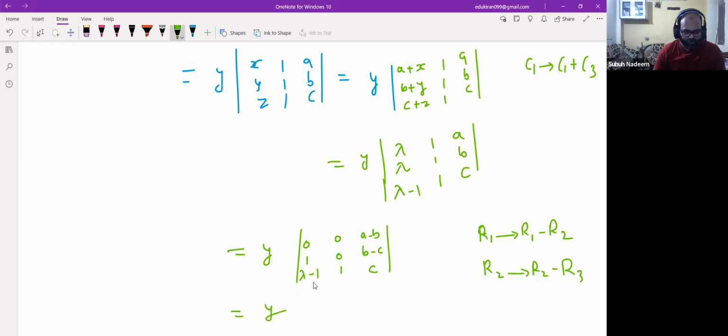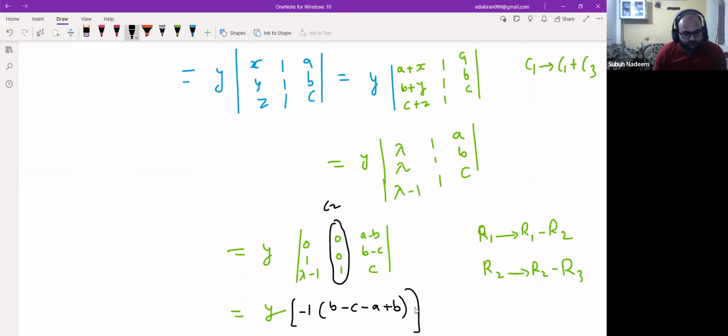So this will be Y. As you see here, the second column is 0, 0, 1. So let us expand about the second column. First row, second column, it is 0. Second row, second column, 0. Third row, second column, it is 1. So minus 1 we have to take as cofactor, and B minus C, minus A plus B.